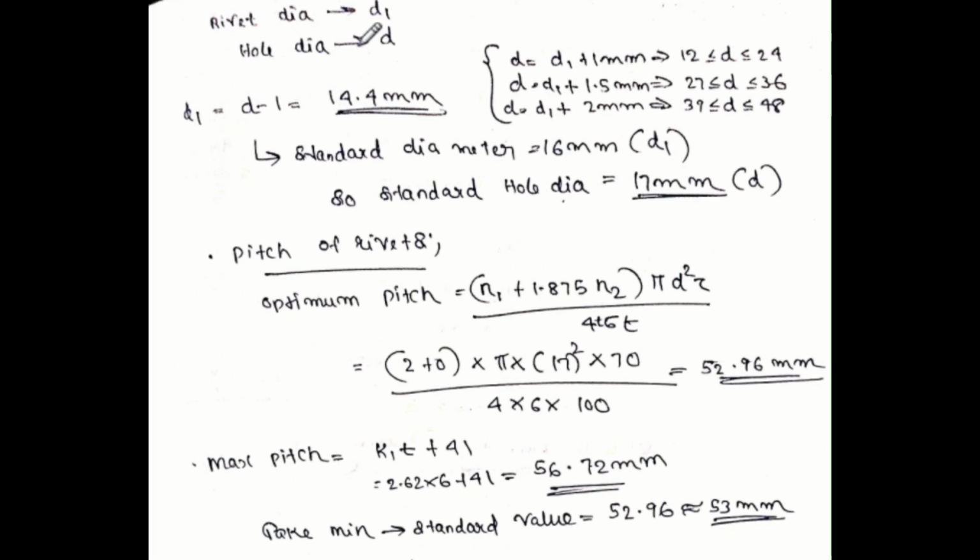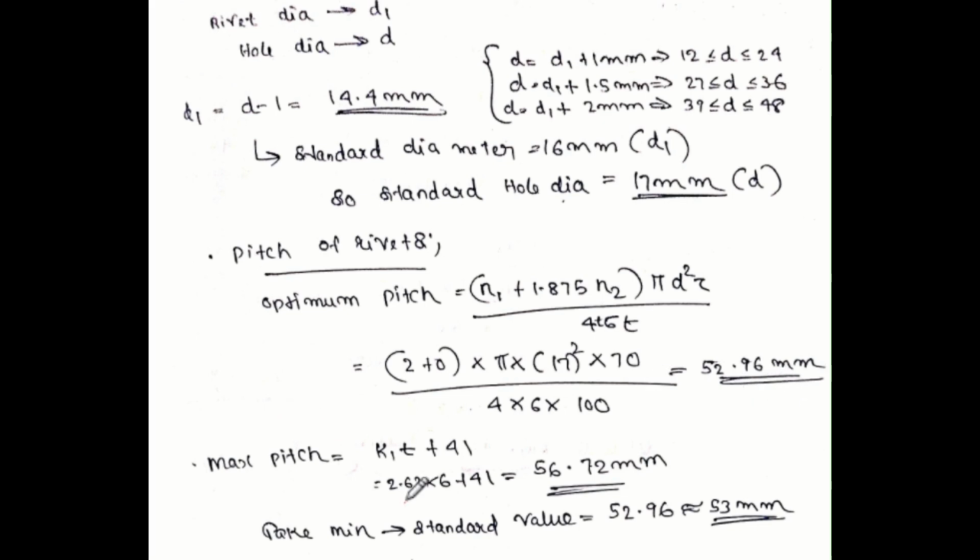So pitch of the rivet means we have to find the optimum pitch and maximum pitch. The optimum pitch equation is also in the data book, you don't need to memorize it. By using this equation, we get the optimum pitch as 52.9 mm.